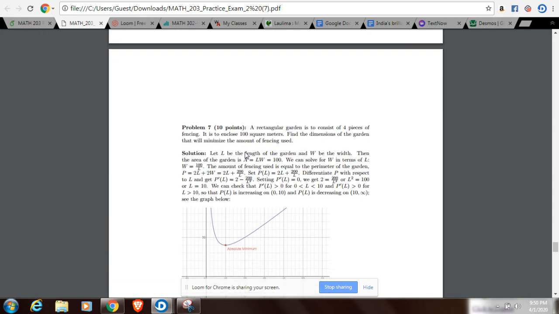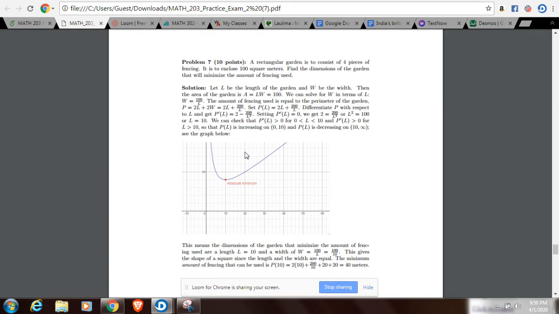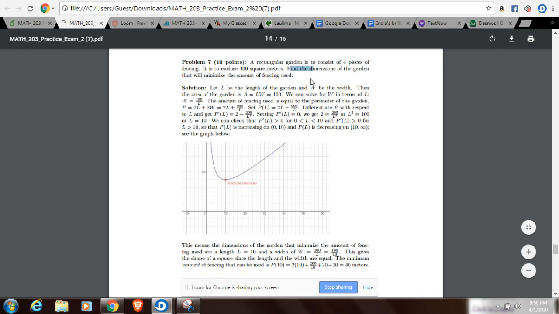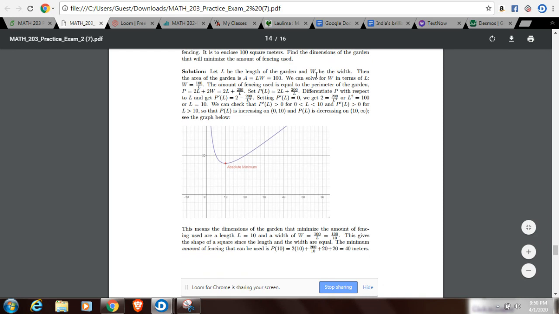Okay, now we just have 2 more problems. So here we have a rectangular garden that consists of 4 pieces of fencing. It's to enclose 100 square meters. Our job is to find the dimensions of the garden that will minimize the amount of fencing used. So if we let L be the length of the garden, W be the width, the area of the garden is L times W, which is 100.